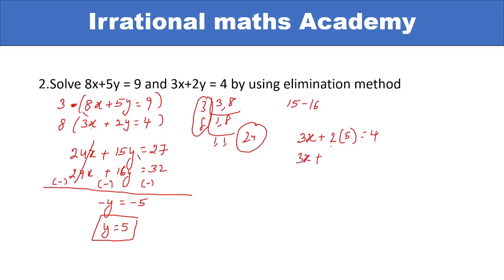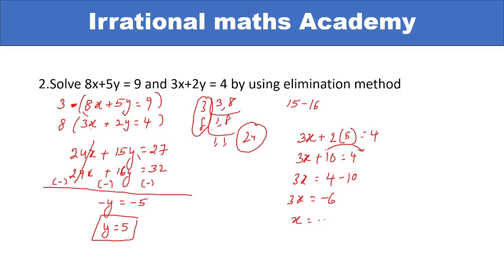3x plus 2 fives are 10 equal to 4. 3x equal to 4, this plus 10 is on the right. I'll transpose this plus 10 to this side. This becomes what? Minus 10. Now 3x equal to minus 6.